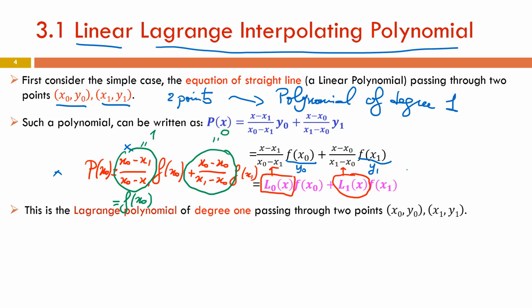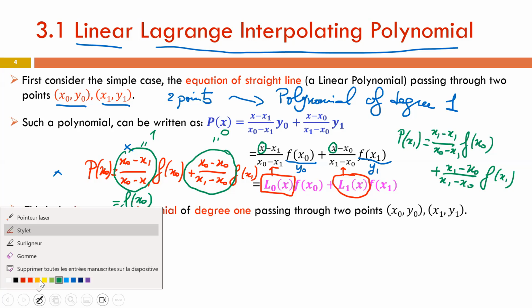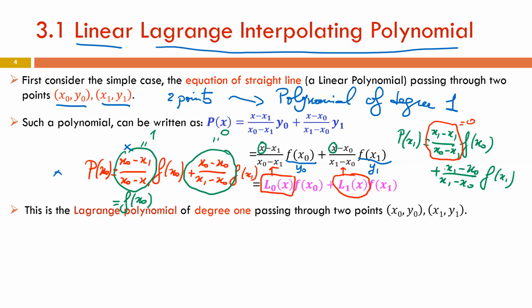The same if we calculate P of x1: we replace the variable x by x1 in the expression. We have x1 minus x1 over x0 minus x1 times f of x0, plus x1 minus x0 over x1 minus x0 times f of x1. Here x1 minus x1 is 0, so this term vanishes, and x1 minus x0 over x1 minus x0 is 1. So P of x1 equals f of x1. We match our constraint that the graph of P and the graph of F pass through these 2 points, x0, y0 and x1, y1.